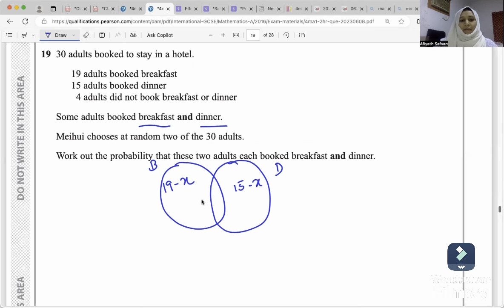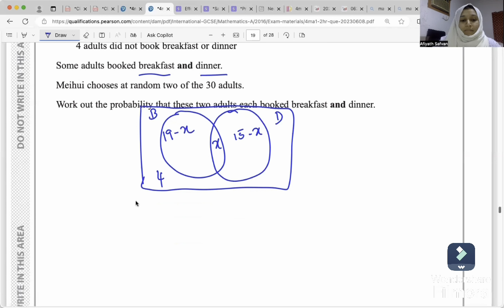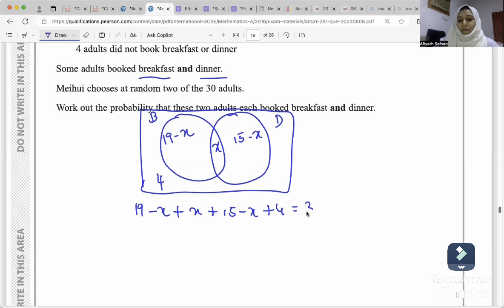So 15 minus x. 4 did not cook anything, did not make anything. So the common number we don't know. Work out the probability that these two adults each booked breakfast and dinner. So first our job is to find out what is the common number. So add all the Venn diagram values, with the 4, which is equal to how much they said here, which is going to be 30. So equate it to 30.